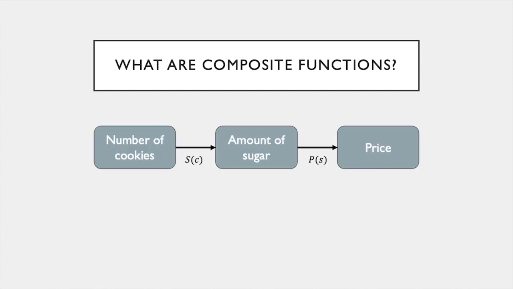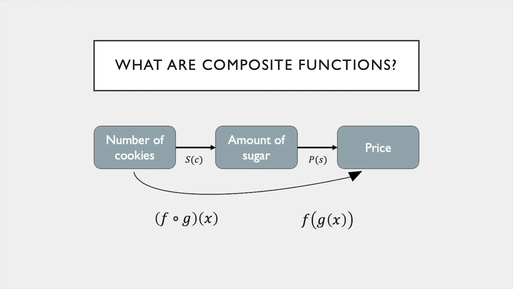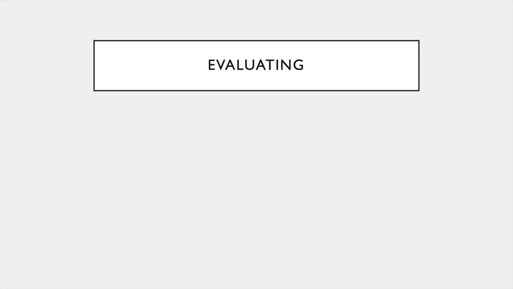So what are composite functions? In that example, we were given a number of cookies where we could plug it into S of C and get the amount of sugar, and then we could plug that into P of S to get the price. Using composite functions, we can go straight from number of cookies to price. And this is denoted as f composed g of x, or f of g of x.